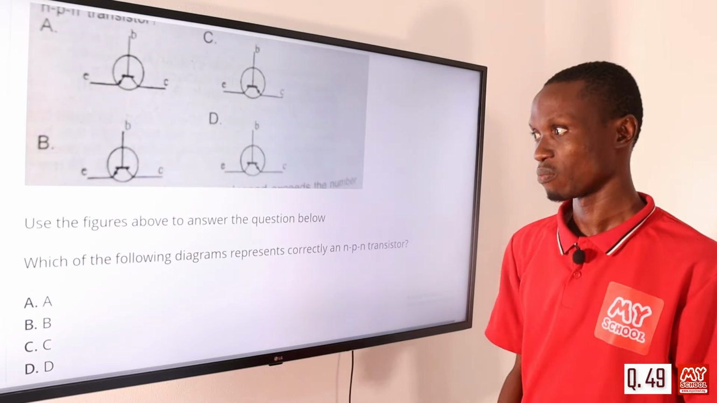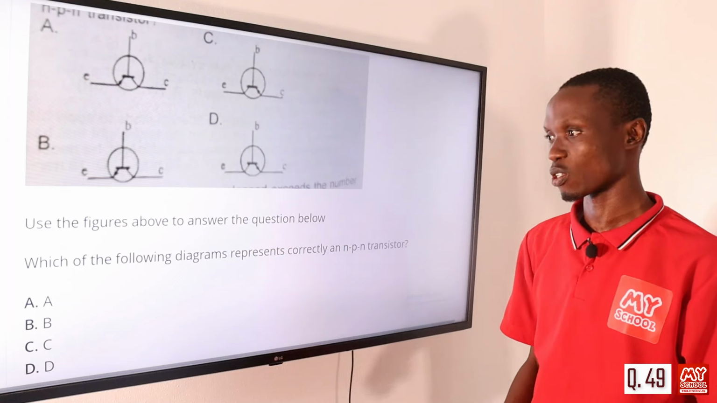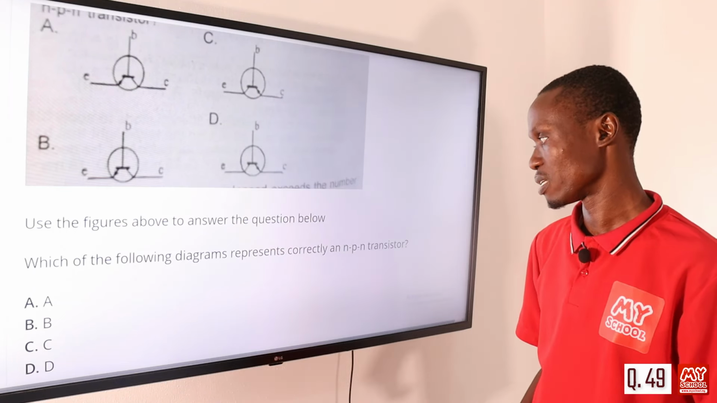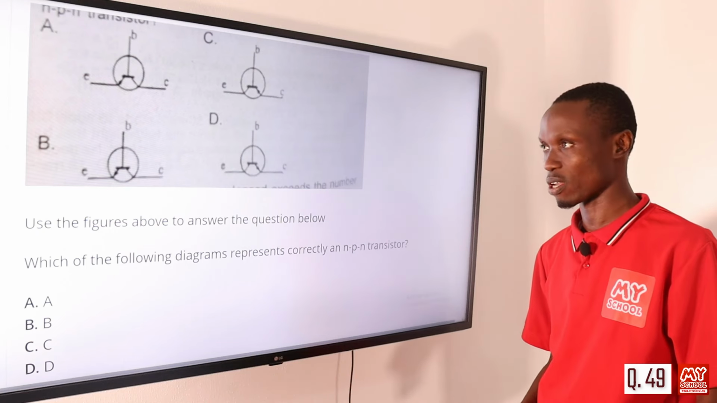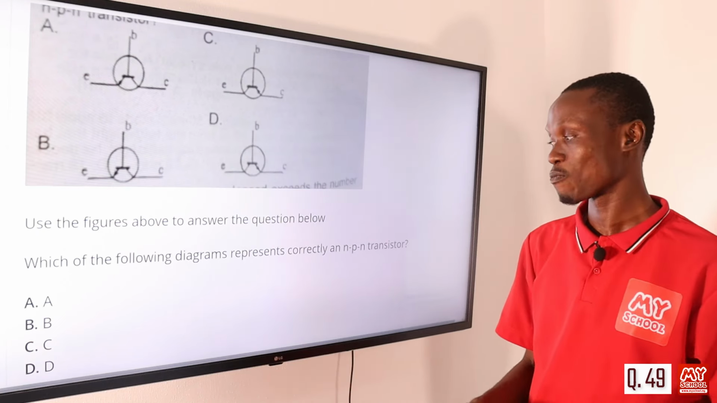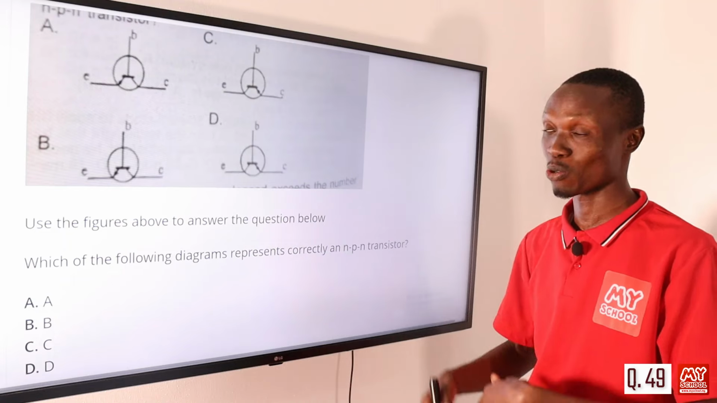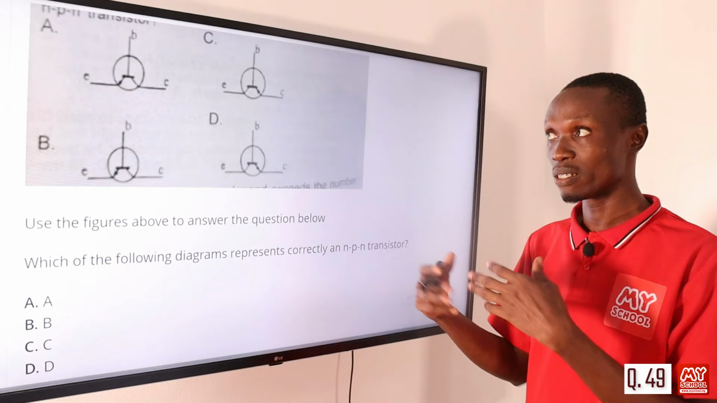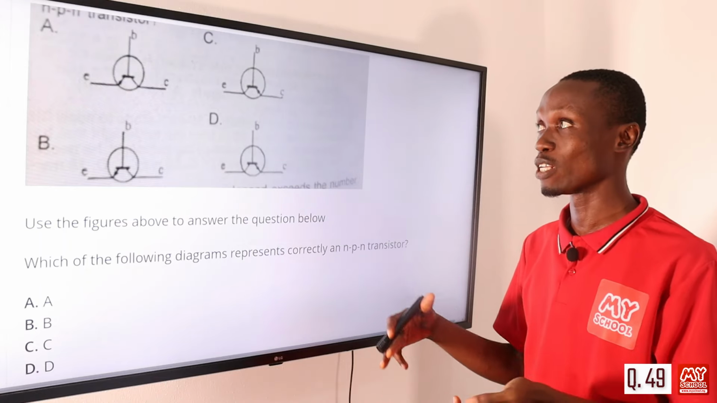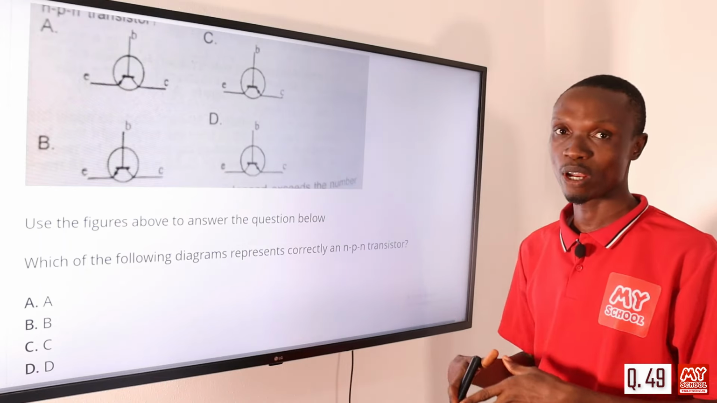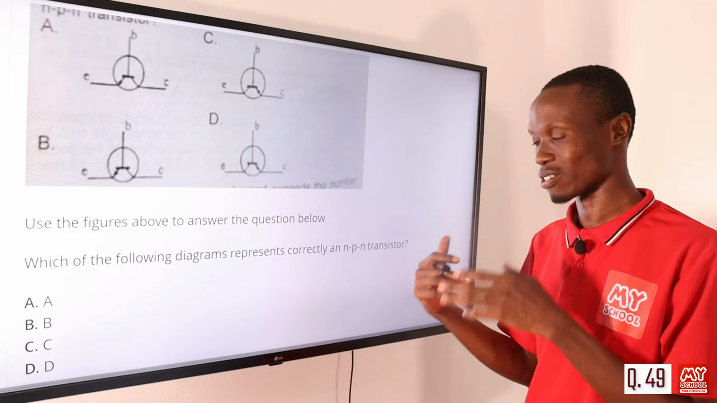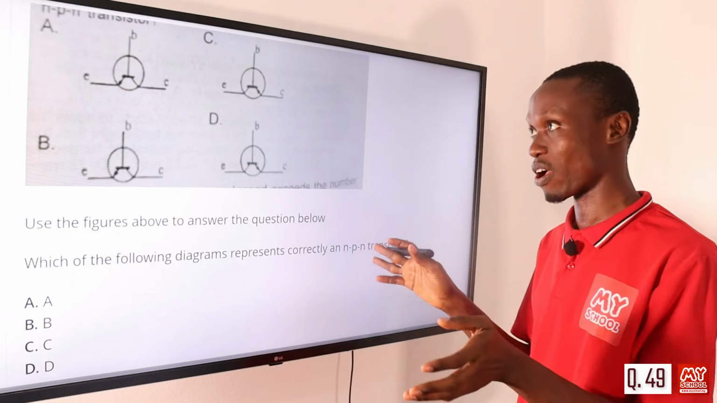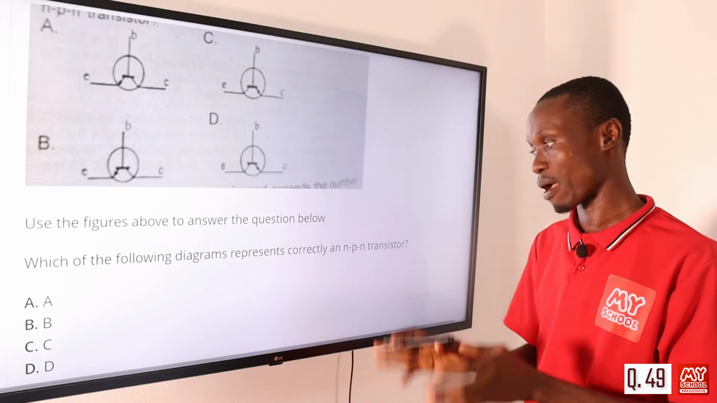Question 49. Use the figures above to answer the question below. Which of the following diagrams represents correctly an NPN transistor? Remember we also have the PNP transistor. This is just how to identify it. First of all, identify the base, identify the emitter, and identify the collector. I'm not answering this question yet, I'm just trying to explain how you can identify between them if you are given a diagram.